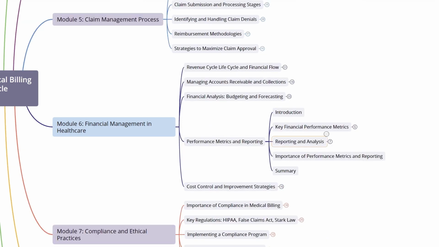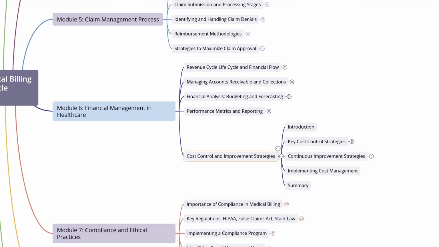Next, performance metrics and reporting. Tracking key indicators such as days in accounts receivable, denial rates, collection effectiveness, and revenue per provider allows organizations to monitor financial health, identify issues early, and implement corrective measures.